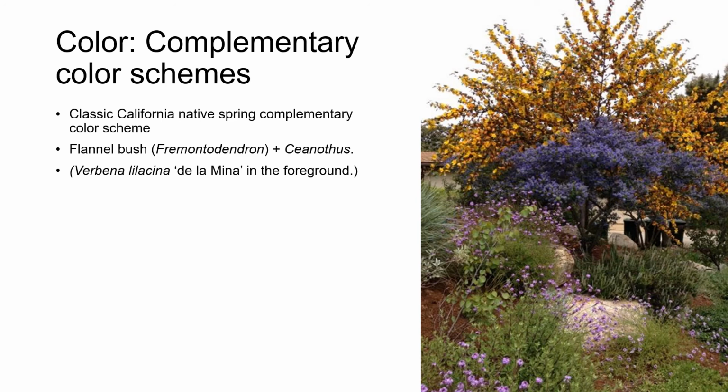Here's an example of a classic California native spring complementary color scheme with the golden yellow flowers of flannel bush, Fremontodendron, in the background and the indigo blue flowers of Ceanothus in front of it. And then if you look closely, you might see some Verbena lilacina 'De La Mina' in the foreground.